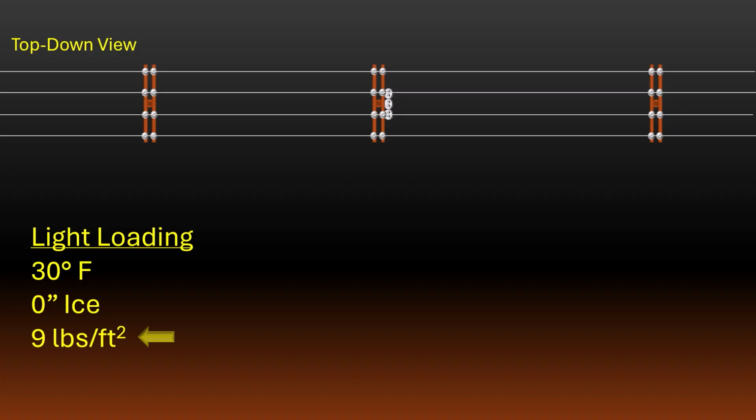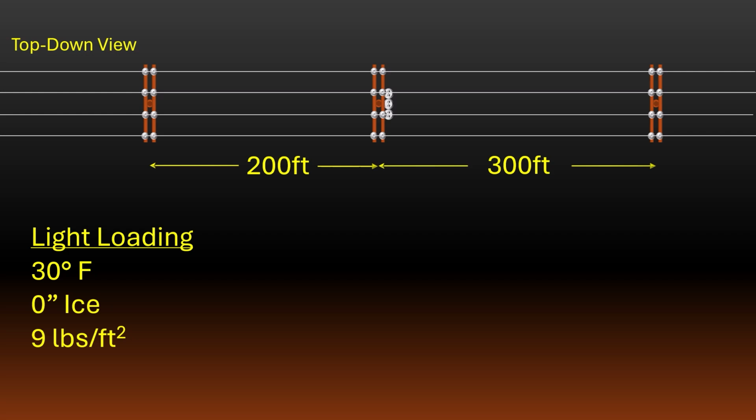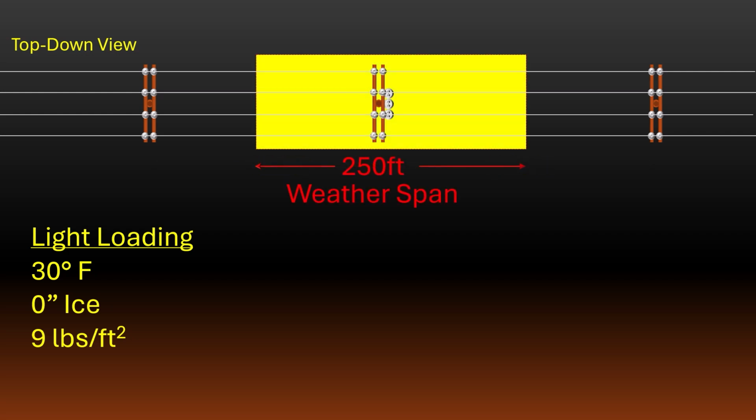From part 1, our adjacent conductor spans were 200 feet and 300 feet. The weather span that we want to evaluate consists of 1/2 of each of these adjacent spans. This is the same as the loading span we determined in Part 1.